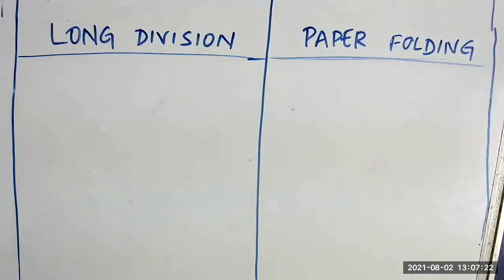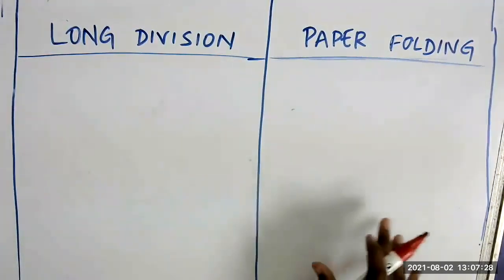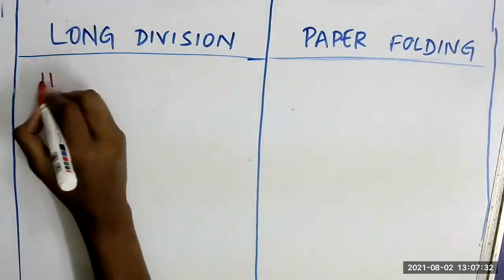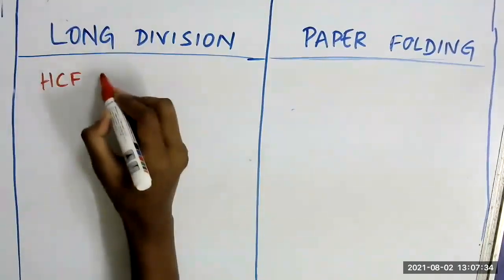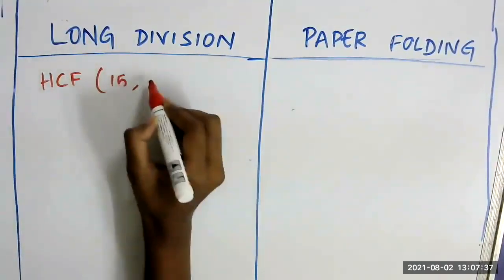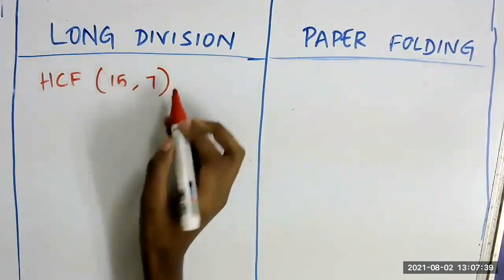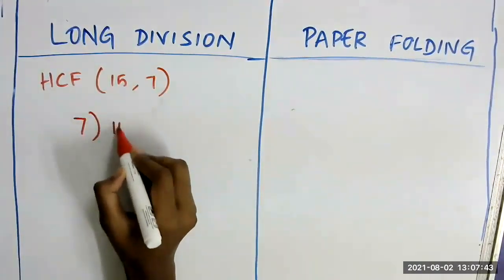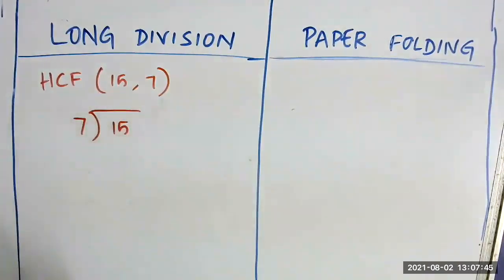So in this video, we'll be learning about how to find HCF or GCD using long division method. We will try to understand that long division method using paper folding also. So if the question is HCF of 15 and 7, we all know we will take the smallest number outside and the bigger number inside, right?